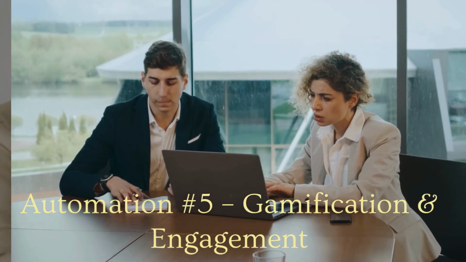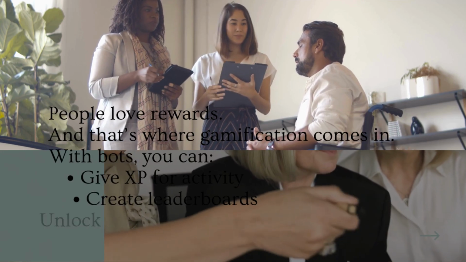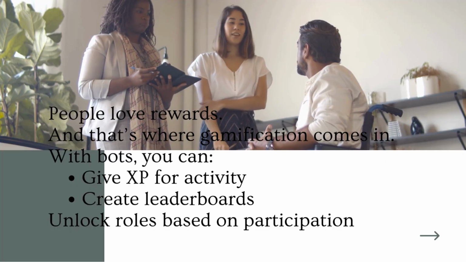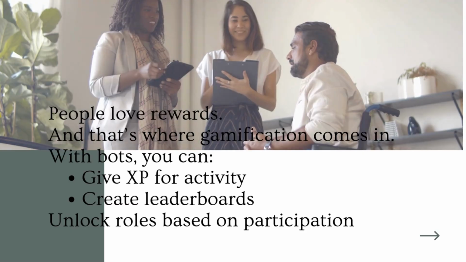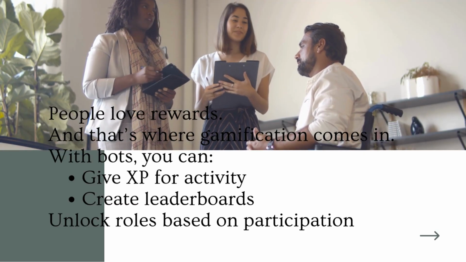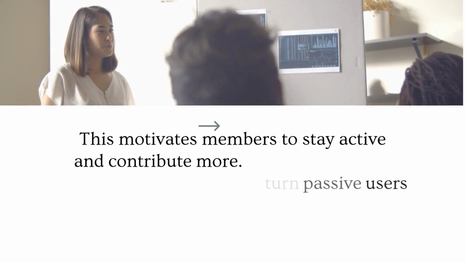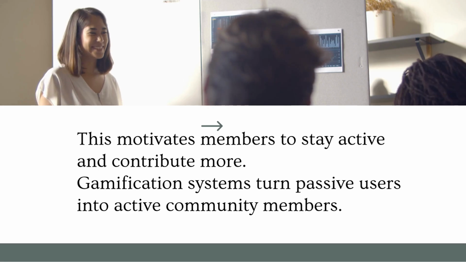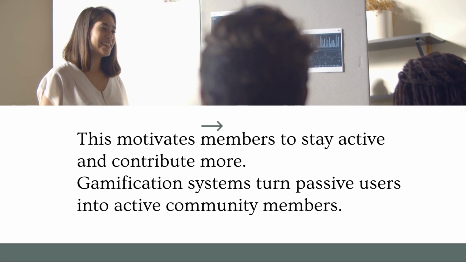Automation number 5, gamification and engagement. People love rewards. And that's where gamification comes in. With bots, you can give XP for activity, create leaderboards, unlock roles based on participation. This motivates members to stay active and contribute more. Gamification systems turn passive users into active community members.